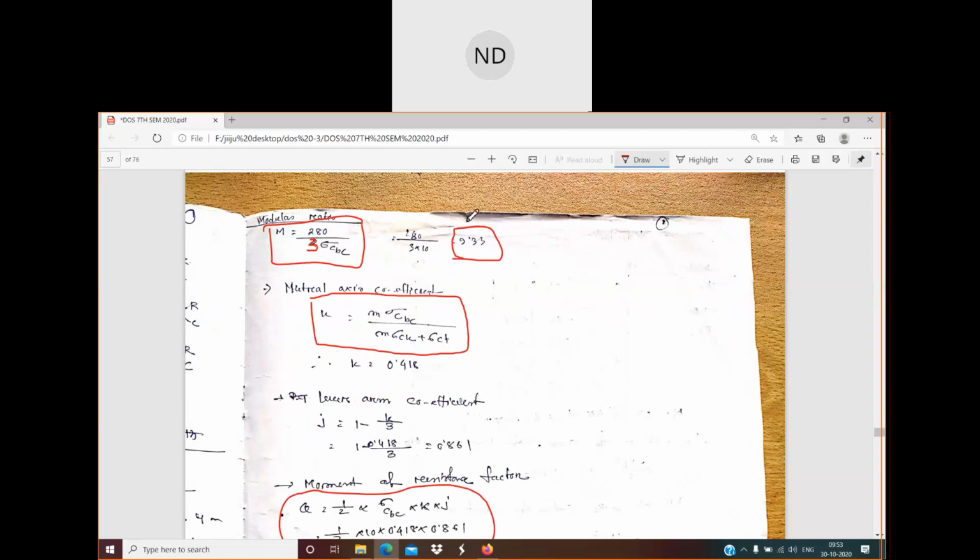Now getting this modular ratio, we can find out this neutral axis coefficient. We know our m value, 9.33. Sigma cbc, we know it is 10. M again, we know it is 9.33 here.